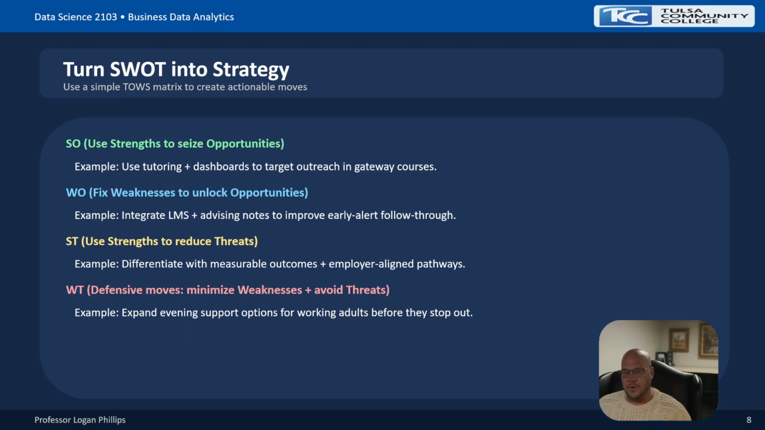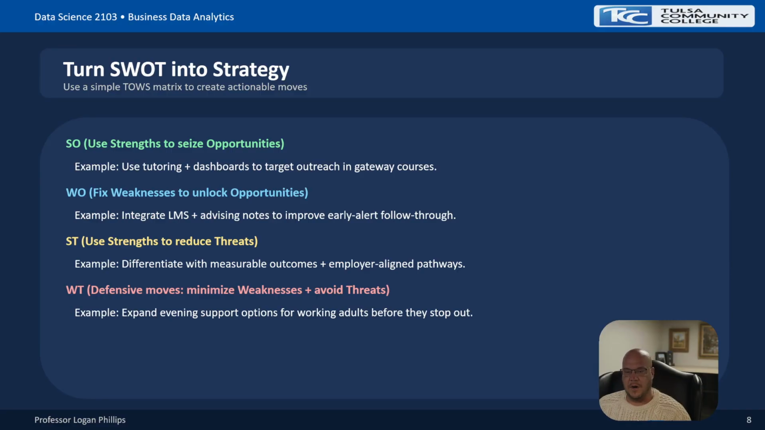You can create moves in 4 categories. SO: we use strengths to seize opportunities. Example, using tutoring capacity and dashboards to target outreach in gateway courses. That's leverage. We take what we're already good at and apply it where the environment is favorable.